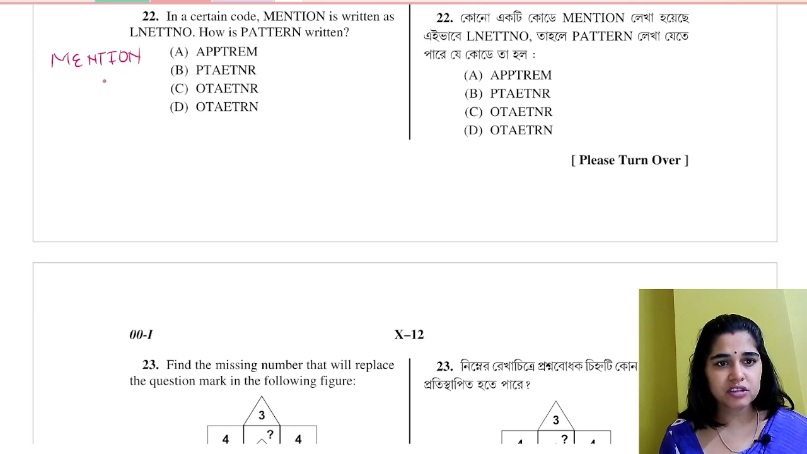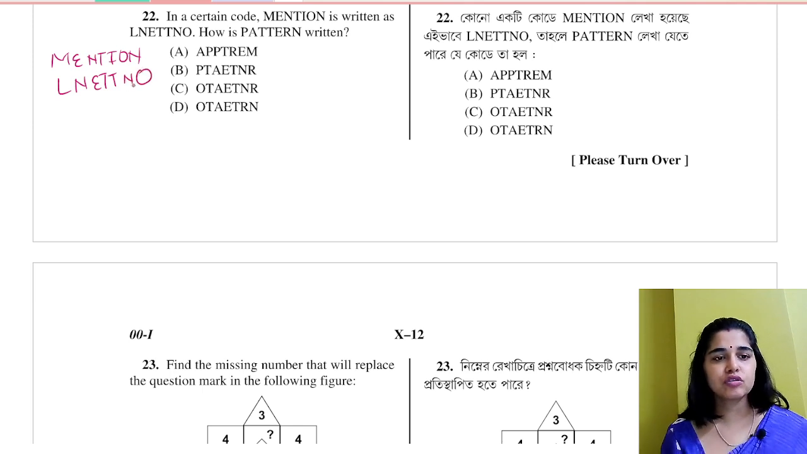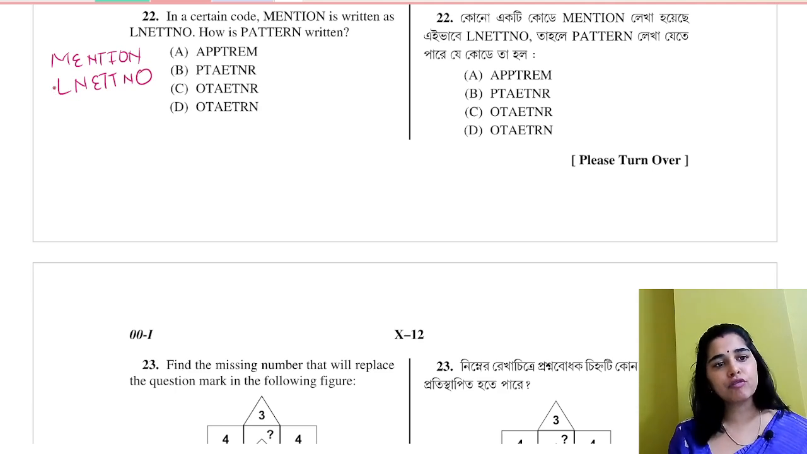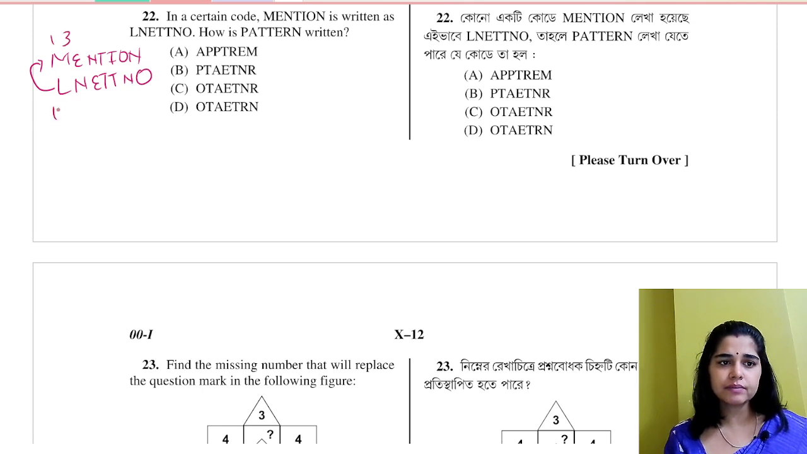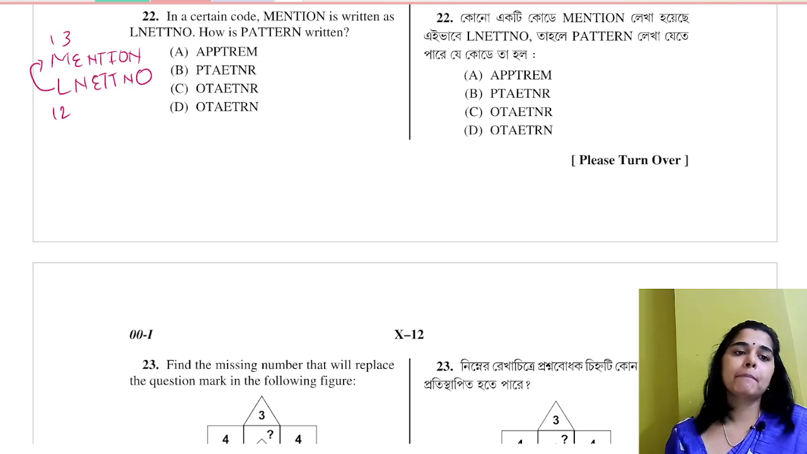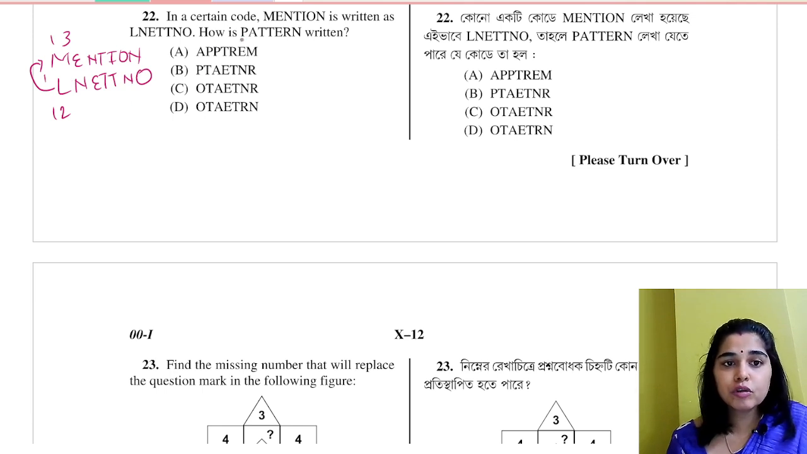MENTIO, and it is written as LNET. This is a mistake, a little mistake. I will show you how it was made. L and M have a gap of 1. As we know, M is 13 and L is 12. So LM has a gap of 1, so there will also be a pattern. Let's see the pattern.